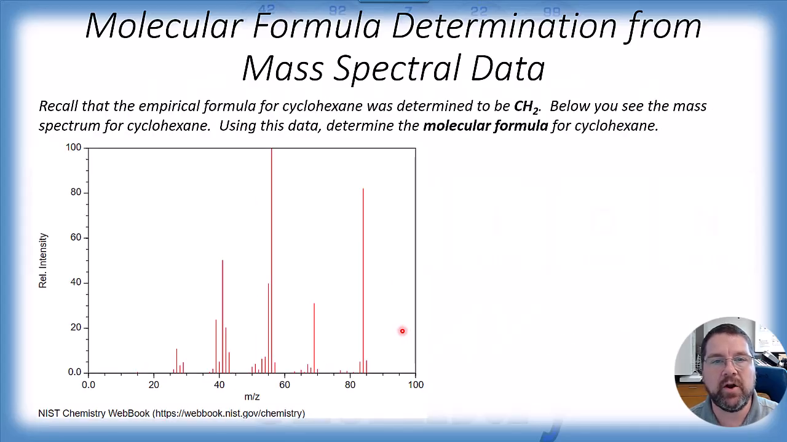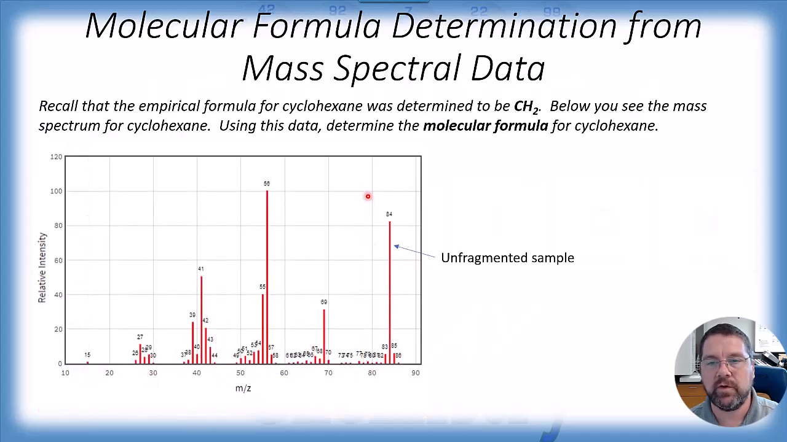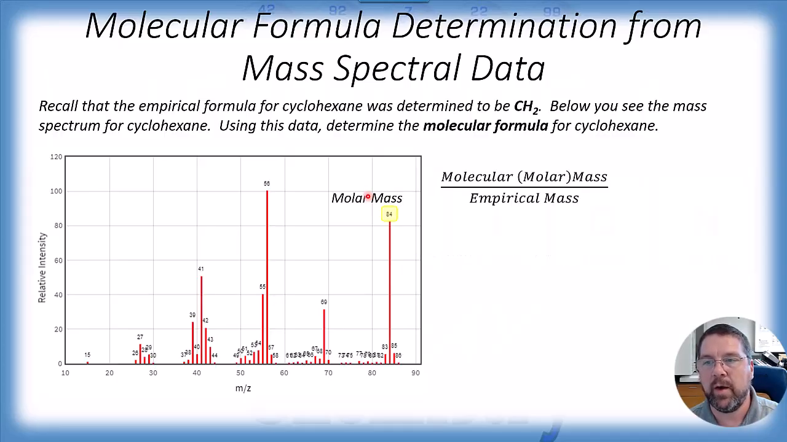If we do the same sort of thing here for cyclohexane, remember that empirical formula was CH2. And as we examine the mass spectrum, we look at the major peaks and we see the heaviest one is right here, just about 84. So if we take the molar mass of 84 and we divide that by the empirical mass, 1 carbon plus 2 hydrogens would be a little over 14. Divide that out and we get just about 6. So if we multiply 6 times the subscripts that we have in the empirical formula, we find that the molecular formula for cyclohexane would be C6H12.